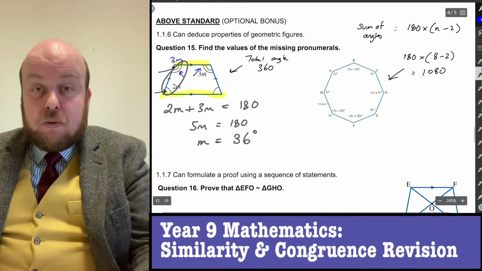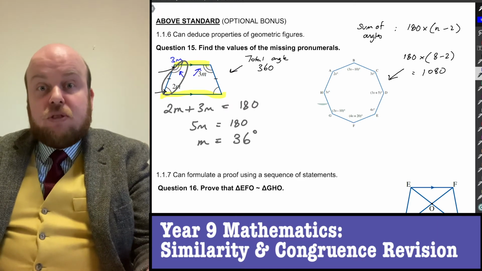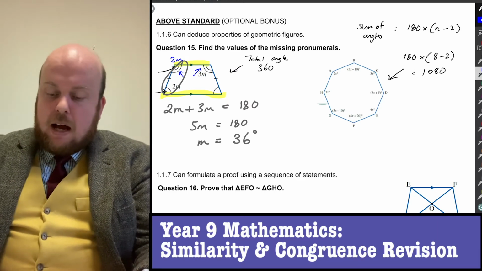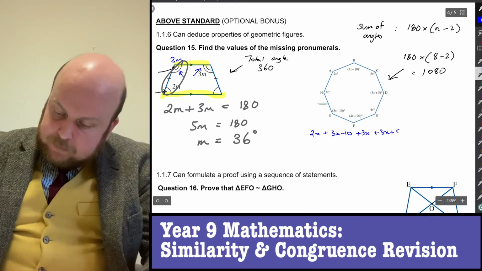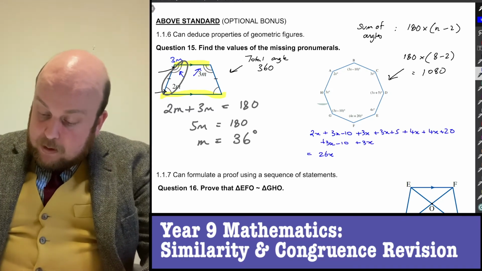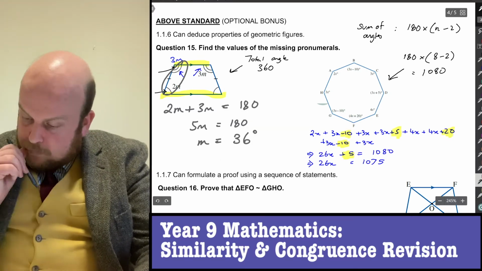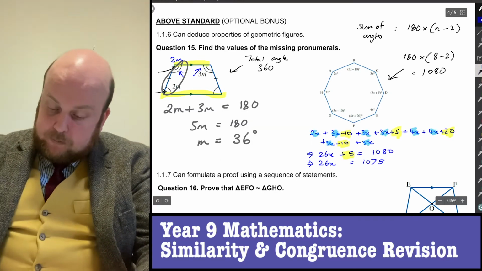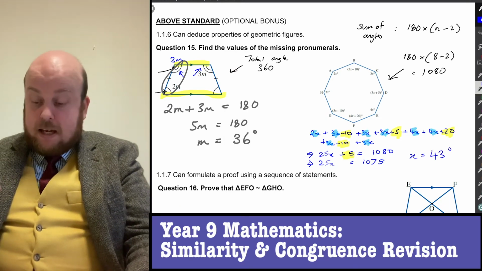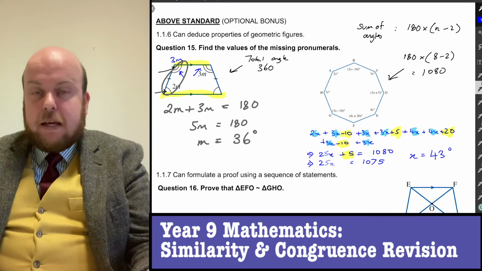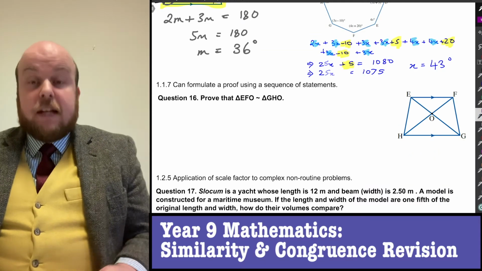And if the angles are not all the same, then what we need to do is add all of the angles together and solve for x. I'm going to start alphabetically and add them all together. So I added all the pronumerals together, the numbers together, and I got a result of x being equal to 43 degrees.